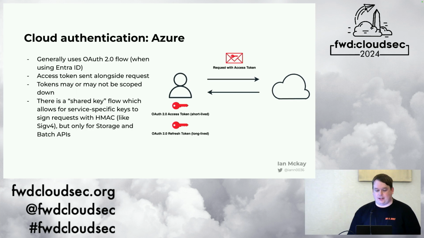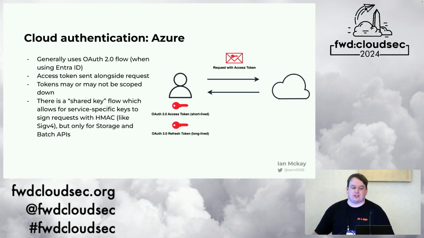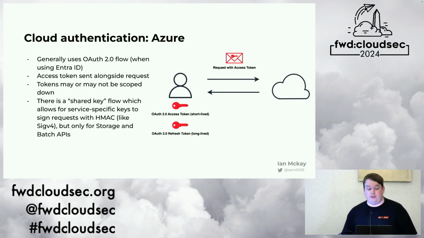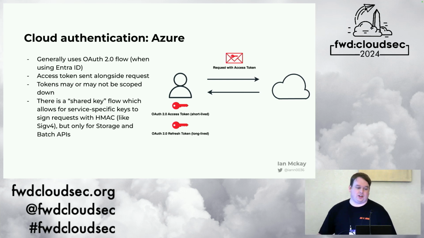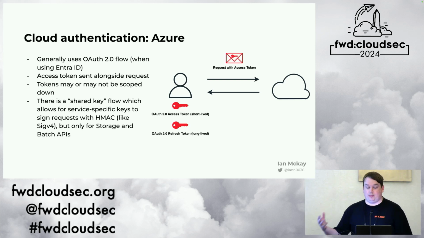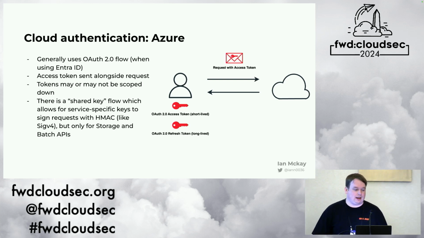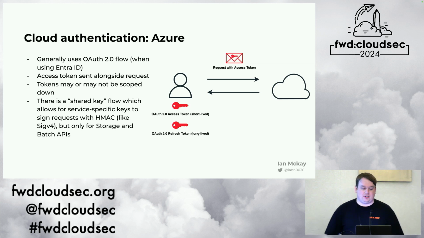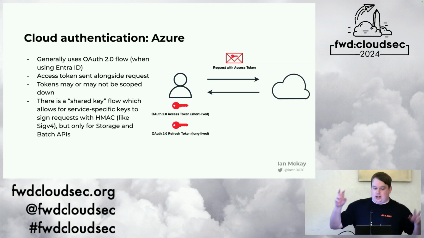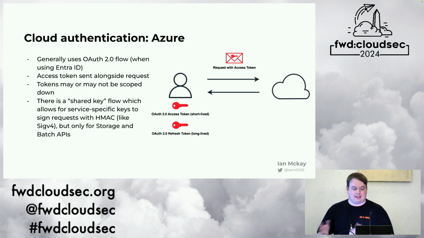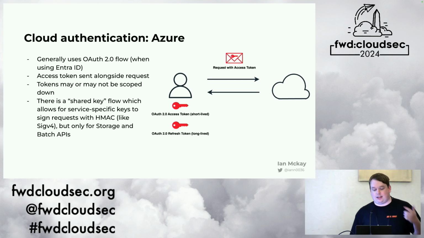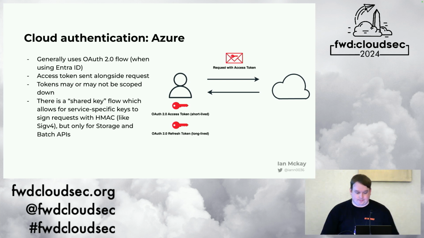Now that's different to something like Azure, where Azure uses the OAuth 2 flow, especially when you're using something like Entra ID. The access token is passed alongside the request, alongside the body and the content of the actual request that you're making. These tokens may or may not be scoped down. There is technically a shared key flow, which uses a SigV4 style process, but it's only scoped down to specific services like the storage and batch API services.